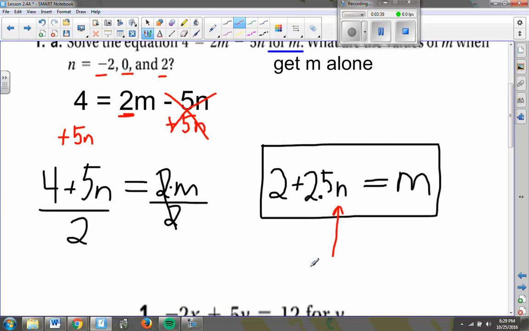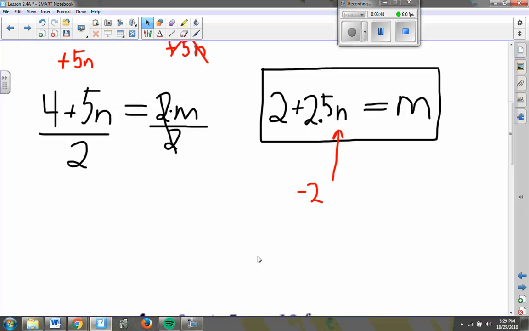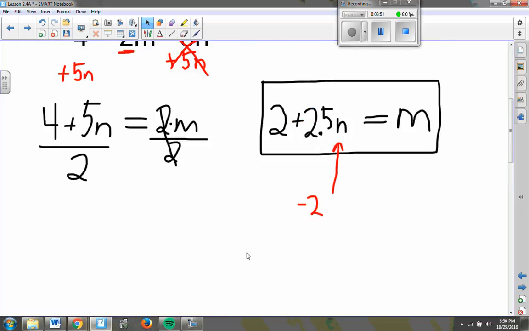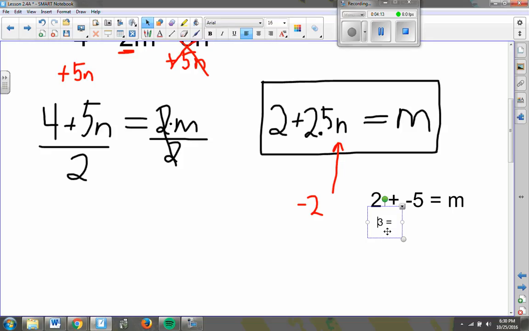So I take a negative 2 and I plug it in for n. What do I get? I get 2 plus, well, what's 2.5 times negative 2? Well, 2.5 times negative 2, if we do that on our calculator, will give us negative 5. So 2 plus negative 5 is what equals m, right? 2 plus negative 5, of course, is negative 3. So I know that negative 3 is my value for m when n is negative 2.